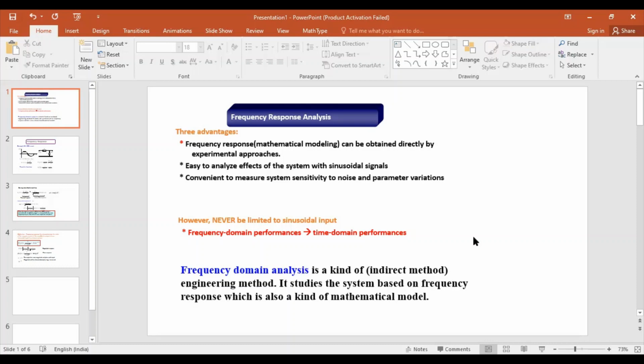So what exactly is frequency domain analysis? It is a kind of engineering method. It studies the system based on frequency response, which is a kind of mathematical model because we are working with sinusoids and all. So it's a kind of mathematical model.